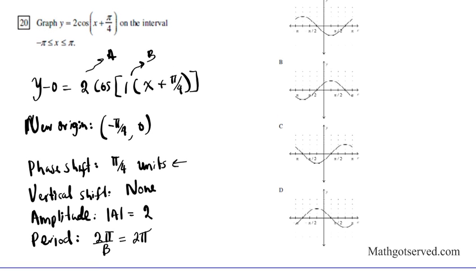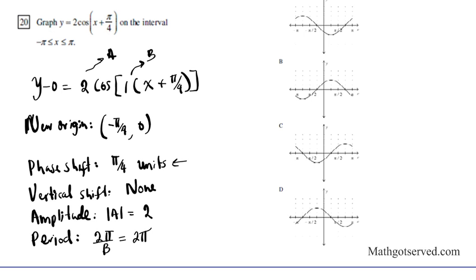So let's look at these graphs. The center is negative pi over 4 and 0. So the centers are going to be, this is negative pi over 4 right here, between 0 and pi over 2, there goes the center, center, center, center. Now I have a new y-axis because my center got shifted to the left. So there goes my new y-axis, and there goes my new y-axis.